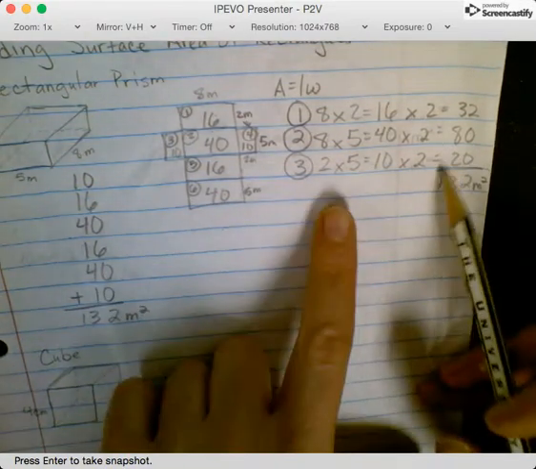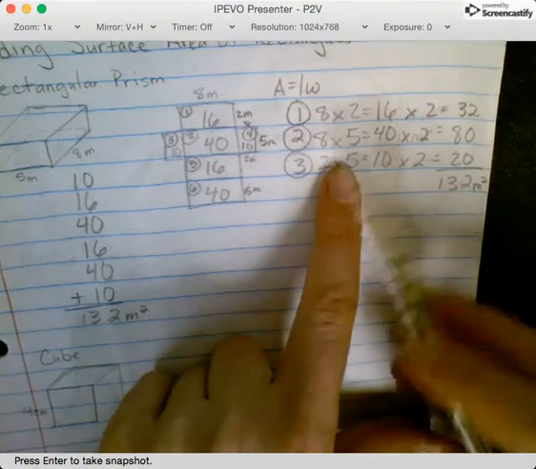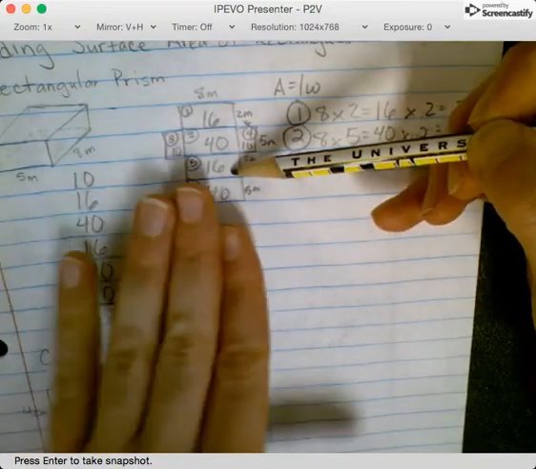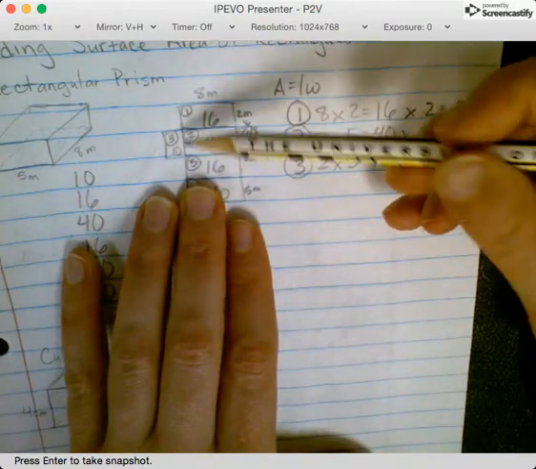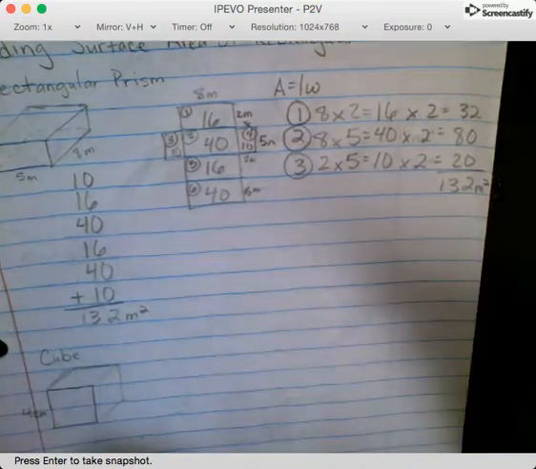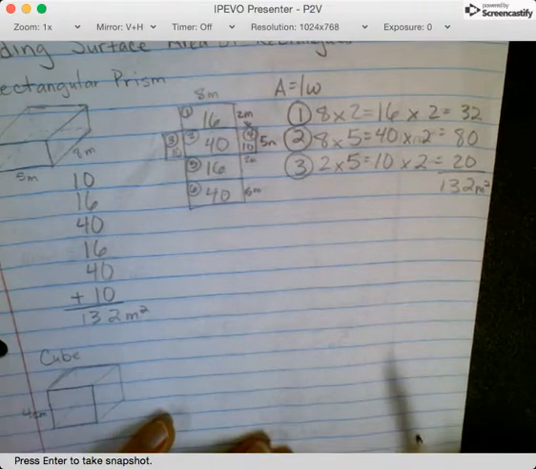The only thing that you need to keep in mind when doing this is make sure it's not a box with an empty end, because if one of these is missing, you're not going to have 2 for each one. Okay, so only if you have all 6 sides.